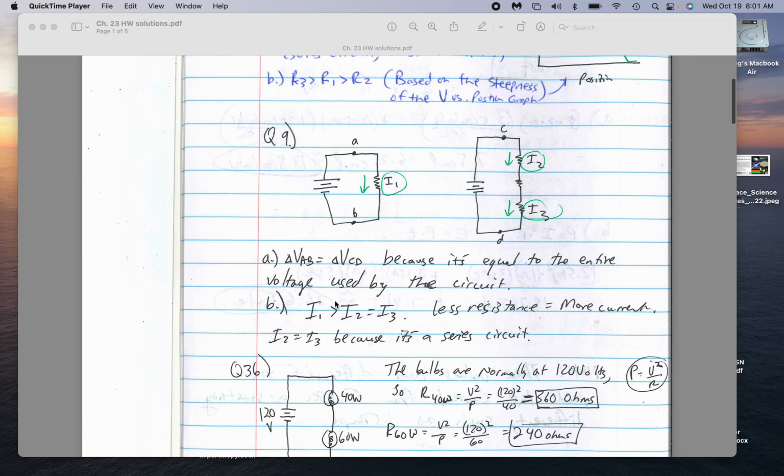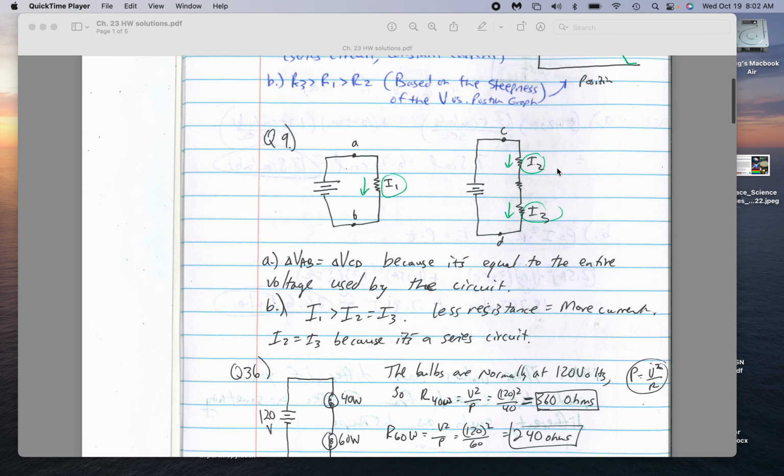For question 9, it's asking to rank the currents. And it says that there's 4 identical resistors. And in part A, it's asking you to rate the potential differences. So A to B would equal the potential difference of C to D. And the reason for that is all the battery's potential is used up, in air quotes, or converted from electrical potential energy to heat and light between those points. So it both has the full potential difference of the battery.